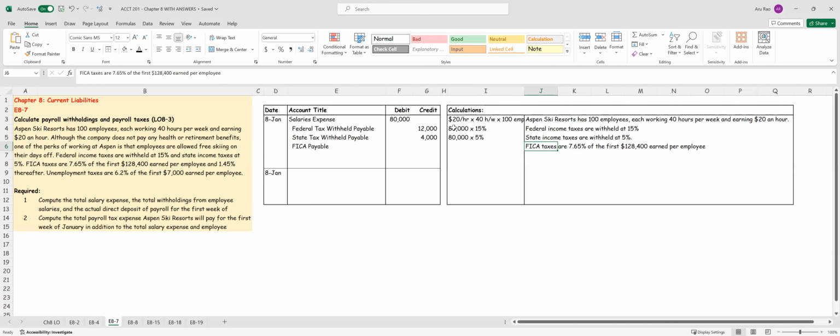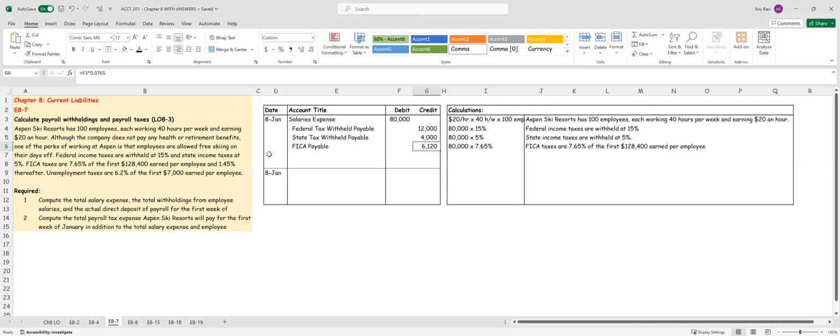Far from it. How much is each employee getting? 20 times 40 is 800. In this paycheck, each of them is getting 800, so they're nowhere close to the limit. So the full amount, $80,000, is going to be subjected to 7.65%.